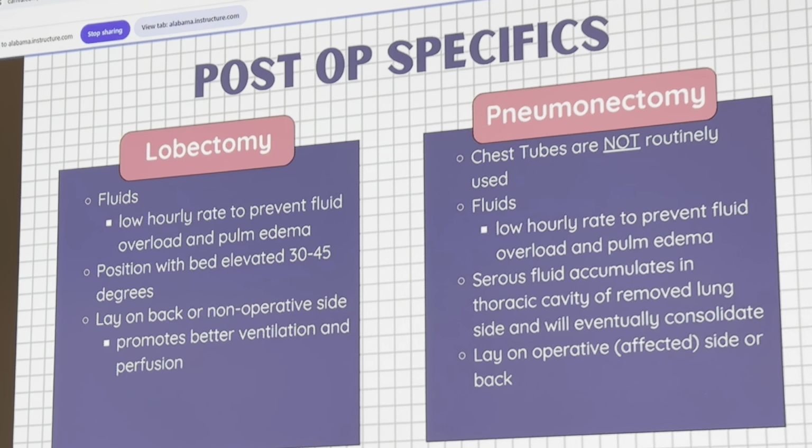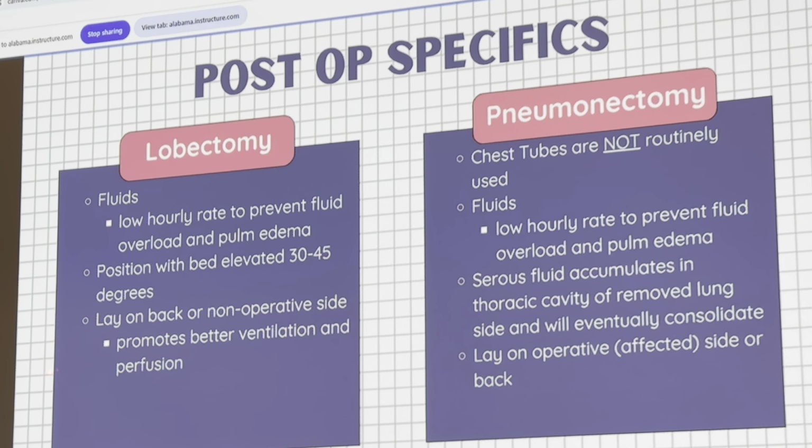So for your lobectomy, this is where we are taking out just a section of that lung right there. As far as fluids go, just a nice, slow, steady rate, nothing too serious. Don't want to fluid overload them. They're already at a high risk for increased respiratory distress. So if I'm giving too much fluid, raising my risk for fluid overload, cause them to be in more respiratory distress as well.